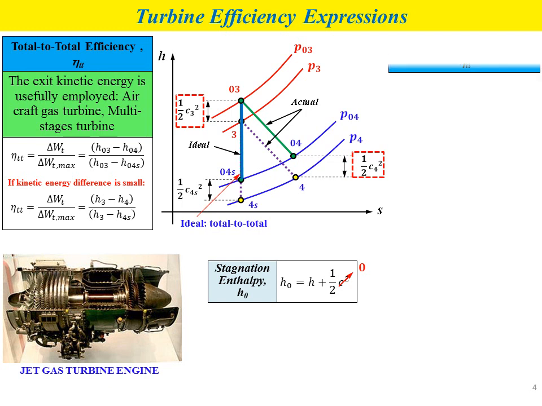Okay, so the second expression for the turbine is total to static efficiency, mu Ts, where we can see from the h-s diagram. The process of total to static refers to the expansion process starting from state 03, the stagnation point, or the total point, to the static point, which is represented by state 4S. This process is the total to static ideal process.